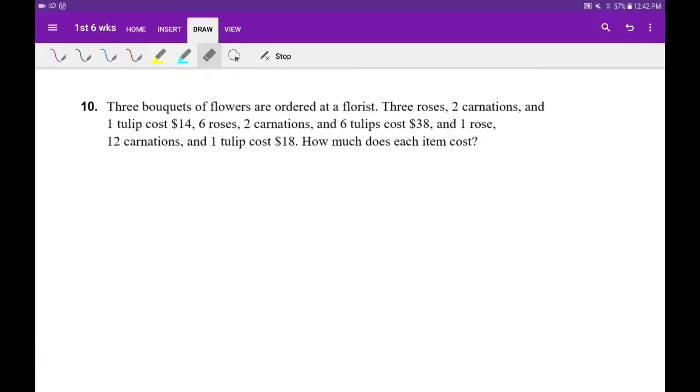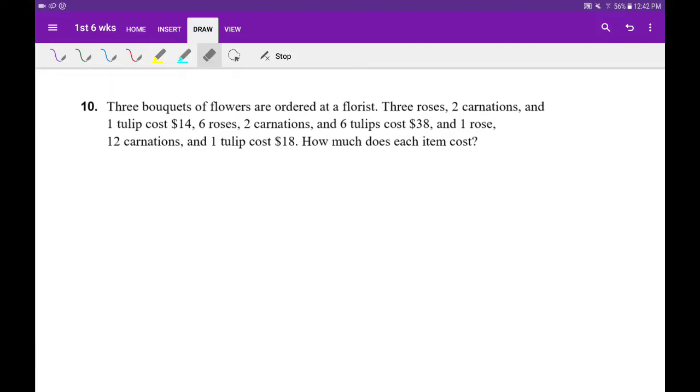All right, let's look at this 3 by 3 word problem. 3 bouquets of flowers are ordered at a florist. 3 roses, 2 carnations, and 1 tulip cost $14. 6 roses, 2 carnations, and 6 tulips cost $38, and 1 rose, 12 carnations, and 1 tulip cost $18. How much does each item cost?